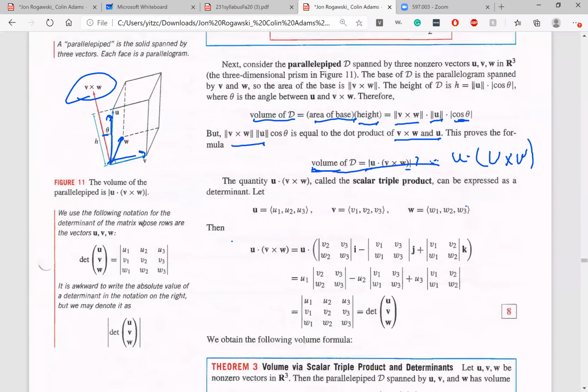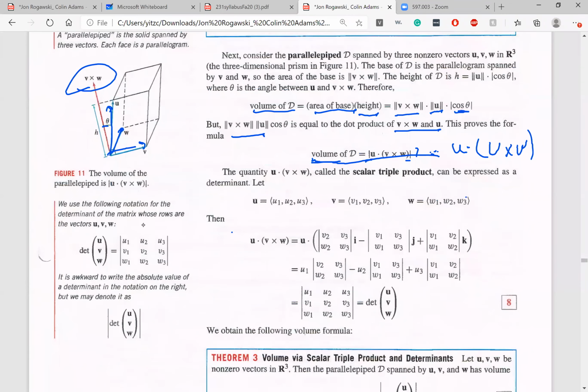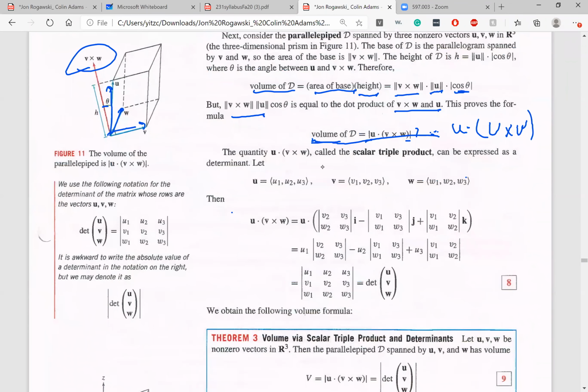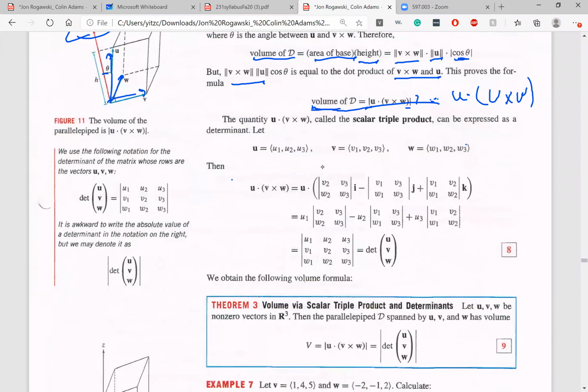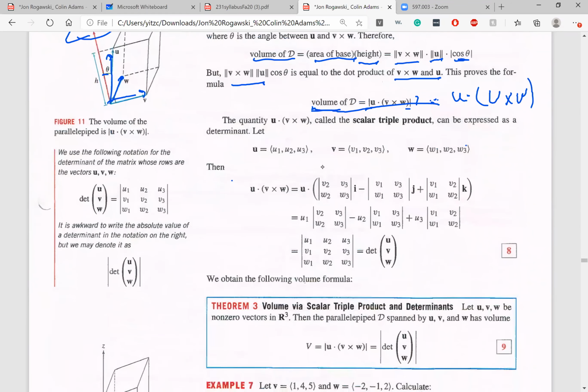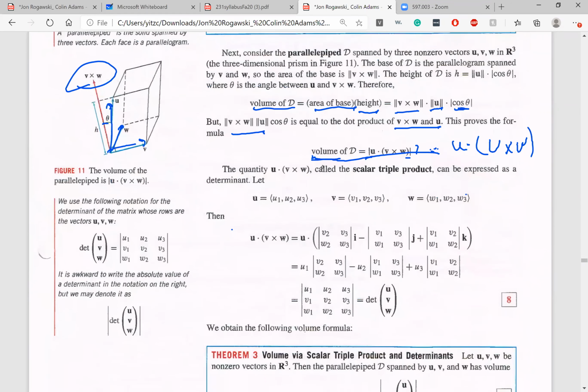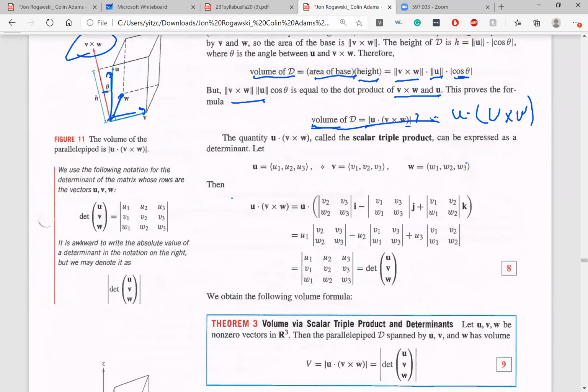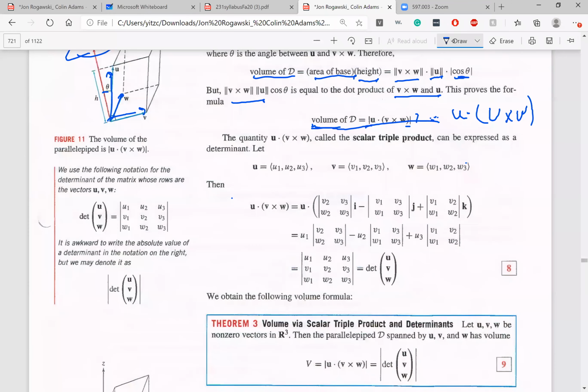Now, they call this the scalar triple product. Honestly, I've not really seen it used that much other than for parallelepipeds. But an interesting thing about it is that it's really the determinant of the vectors u, v, and w.